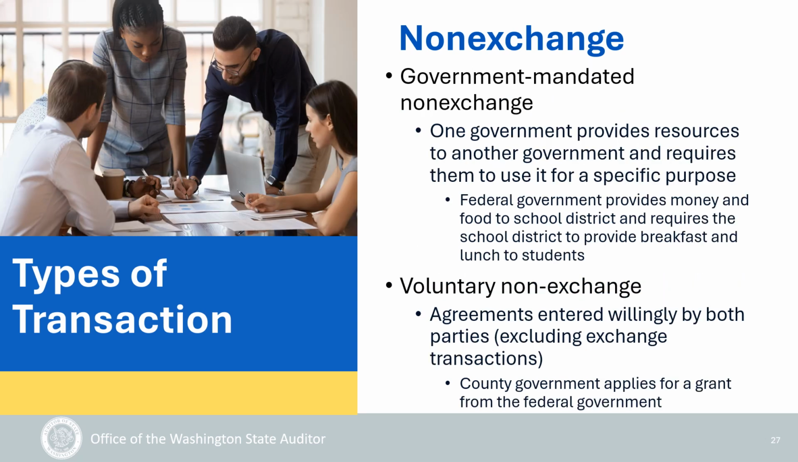Next are government-mandated non-exchange transactions. This is when one government requires or mandates another government at a lower level to provide specific services. The higher level government also gives the lower level government resources to provide that service. One example of this type of transaction is the breakfast and lunch programs at schools. The federal government, the higher level government, requires school districts, the lower level government, to provide food to students.